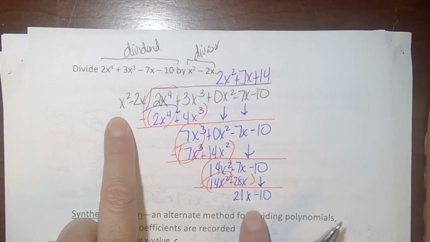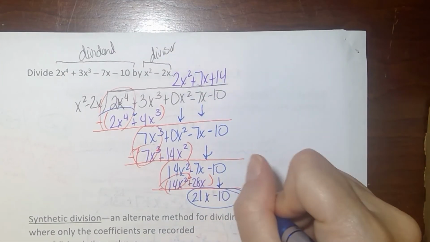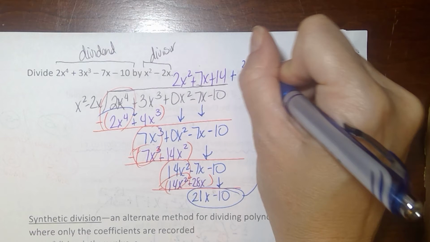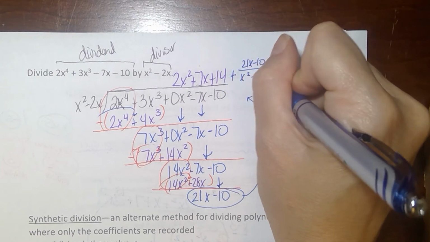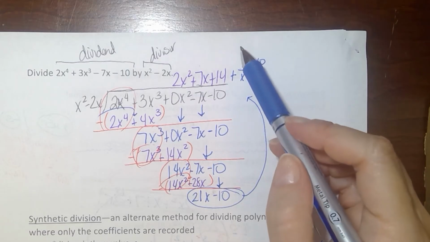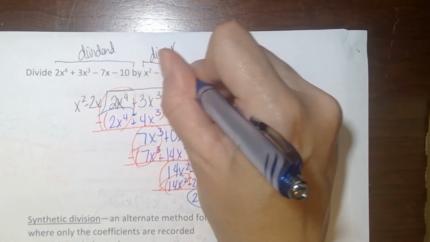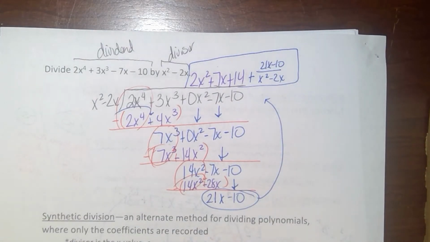Now, when you look, you see that the degree of my divisor is greater than the degree that's left of the dividend. That means I'm done. So this is my remainder. Bring it up to the top and I say plus 21x minus 10 divided by x squared minus 2x. The degree of my numerator is less than the degree of my denominator, and I am done. Now, I can't talk about that as being directly a point on my graph because I would still need a value of x to plug in.